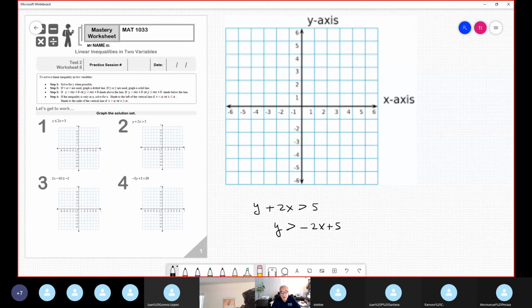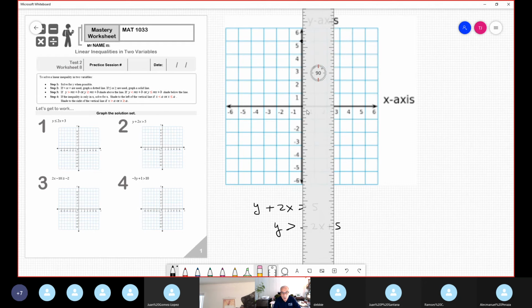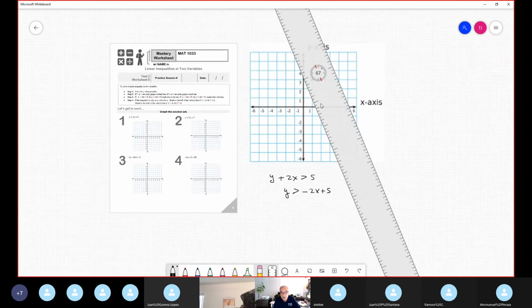Then, the line is at 5. Here, 1, 2, 3, 4, 5. Here is the y-intercept. And the slope is negative 2, so 2 down. 5 minus 2 is 3, 1 to the right. We get the second point. Now I am doing the line connecting these points. The slope is negative. That is the reason that my graph is going down.